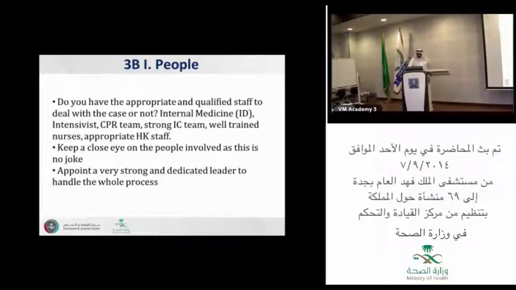Keep a close eye on the people involved. Even if you have the right people, you need to watch them. Keep your eyes wide open. What we did, we put a camera here at the door of the room, and I could see that door from my office, and the head nurse kept watching the monitor in the nursing station all the time, so people are watching. You give that sense to the people, somebody's watching me, it's going to help.